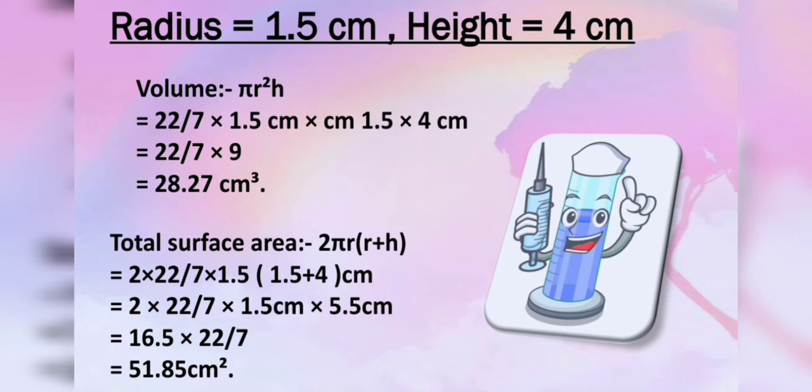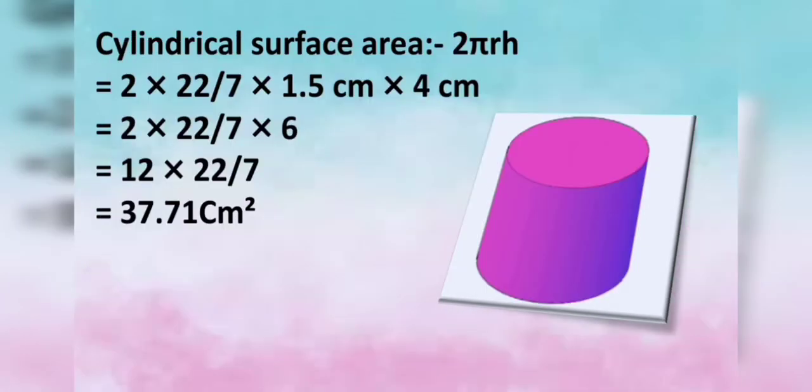So now let's find the total surface area of the cylinder, that is 2 pi r into (r plus h). After putting in the values, we got the answer, that is 51.85 centimeter square. So now let's see the cylindrical surface area. The cylindrical surface area formula is 2 into pi into r into h. After putting in the values, we got the answer, that is 37.71 centimeter square.